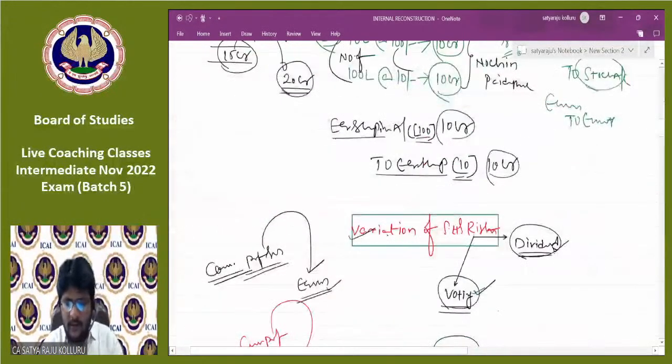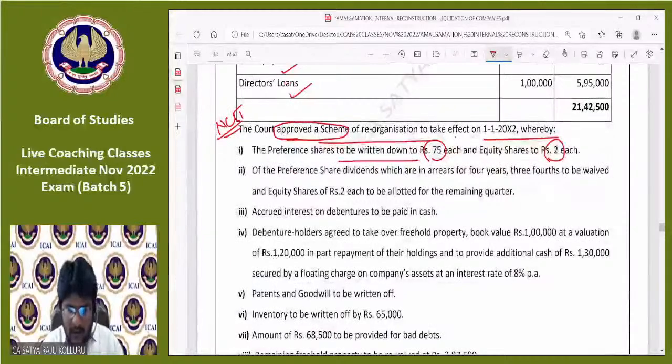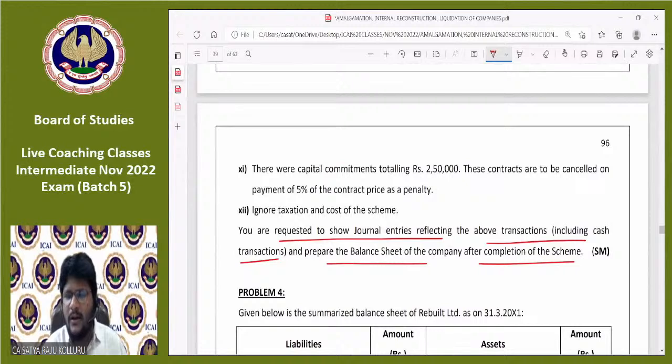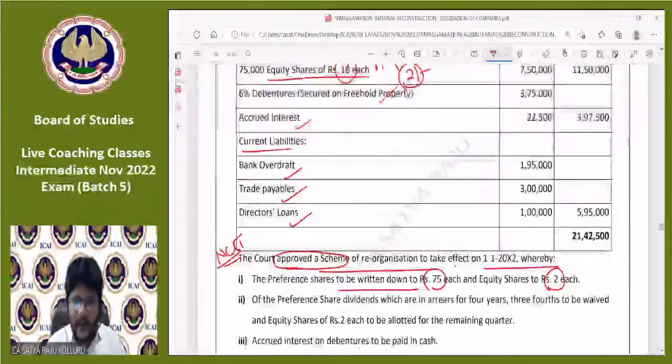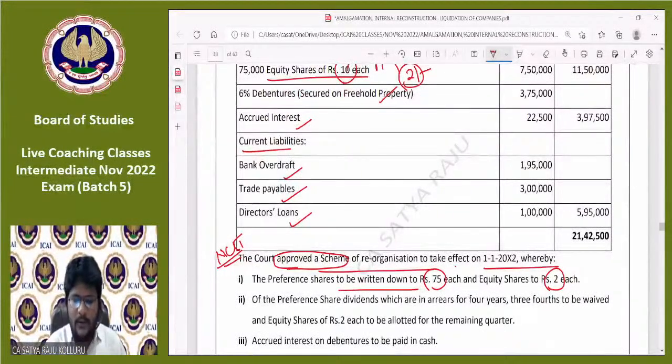While reading the problem itself, let me put it sentence by sentence. Before putting all such things, let me check the requirement finally. You are requested to show the journal entries reflecting the above transactions, including the cash transactions, and prepare the balance sheet of the company after completion of the scheme. Only one type of problem is possible in internal reconstruction, that is showing the journal entries and preparation of the balance sheet after completion of internal reconstruction. Now, let me start putting the entries one by one while reading point by point.